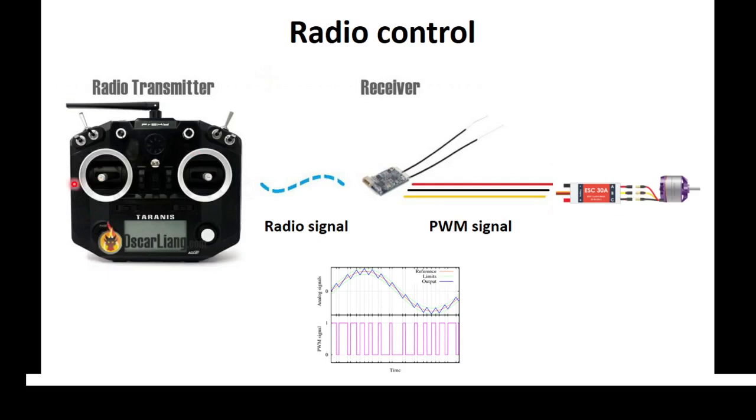Using the different actuators of the transmitter, sticks, switches, or knobs, you can control the form of the radio signal and therefore the form of the PWM signal, for instance, to accelerate the motor.